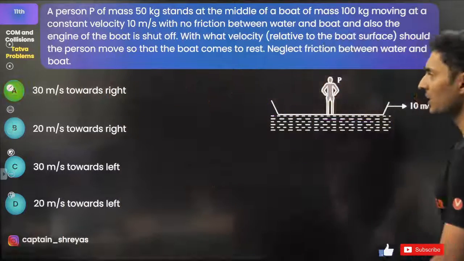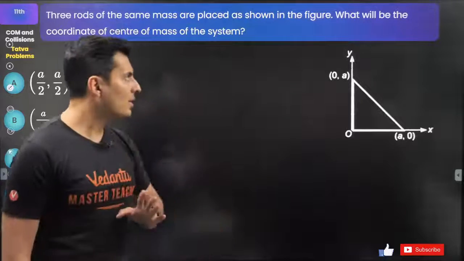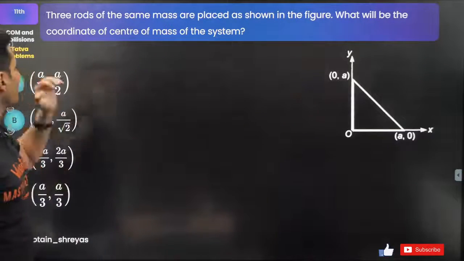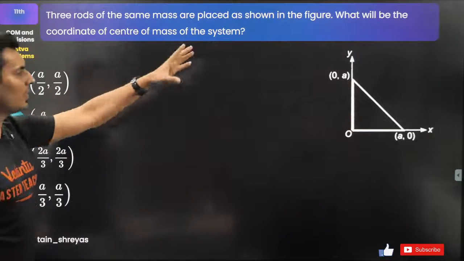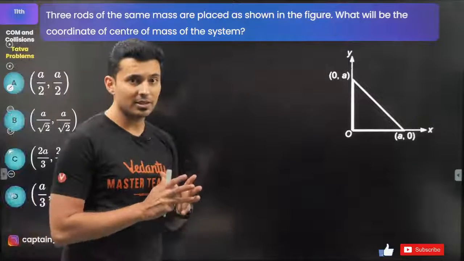Understood. Let's move on to the next question coming up on your screen. Here it is. There are three rods of the same mass placed as in the figure. What will be the coordinate of the center of mass of the system?